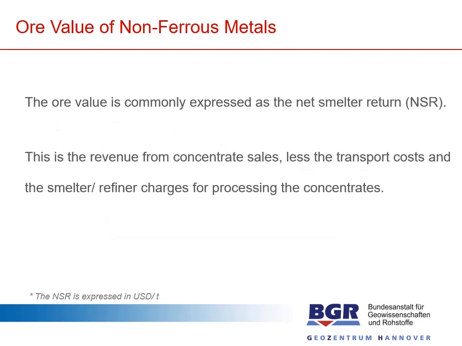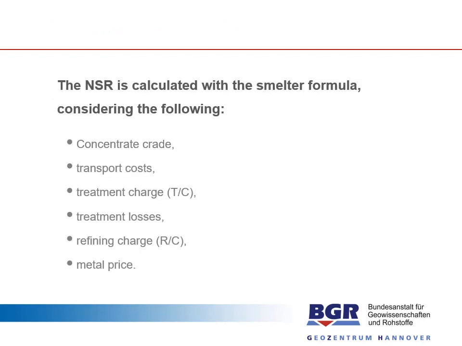The ore value for non-ferrous metals, for base metals, is usually expressed as a net smelter return, the NSR. This net smelter return is the revenue from the concentrate sales, less the transport costs, less smelting and refining charges for processing the concentrate. The net smelter return is calculated with the so-called smelter formula, which considers the grade of the concentrate, the transport costs, the TCs, the treatment charges, the losses during treatment, the refining charges, the RCs, the metal price, but also byproduct credits and deductions due to possible harmful elements like cadmium or arsenic.